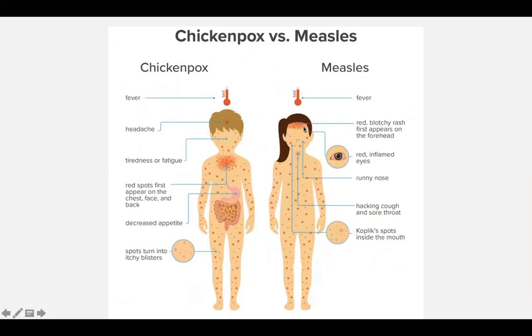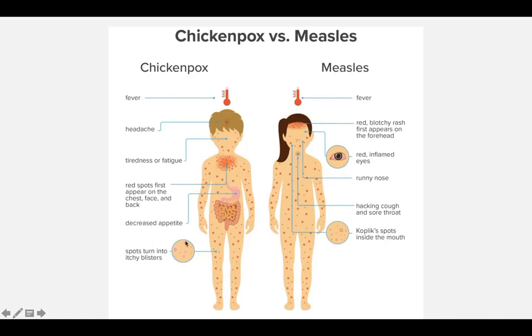Measles starts at the forehead or behind the ears. The red blotchy rash appears first on the forehead, whereas in chickenpox, the red spots or rash first appear on the chest, face, and back. The difference: chest, thoracic cavity, not cavity, the thorax. And then facial first appearance, the difference. Both have fever, both may have headache, both may have tiredness, fatigue, runny nose. But runny nose is more seen in measles.